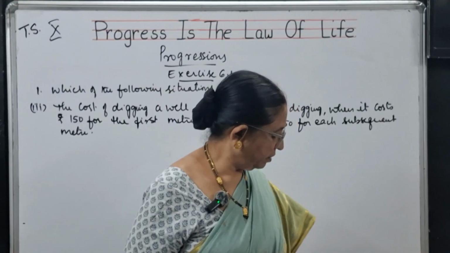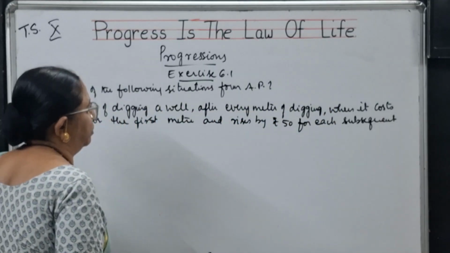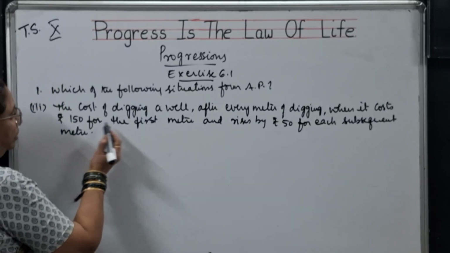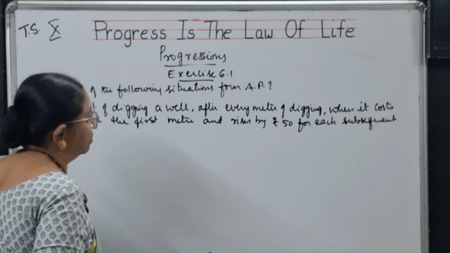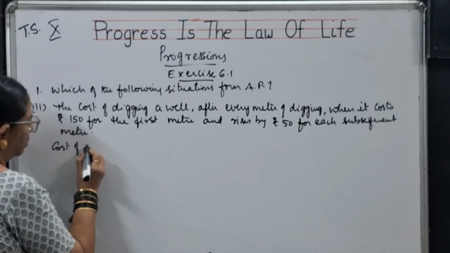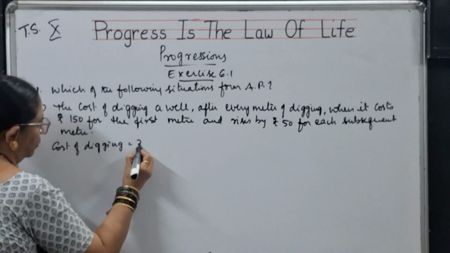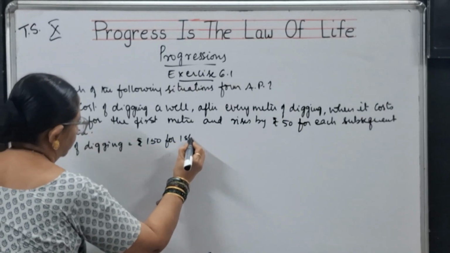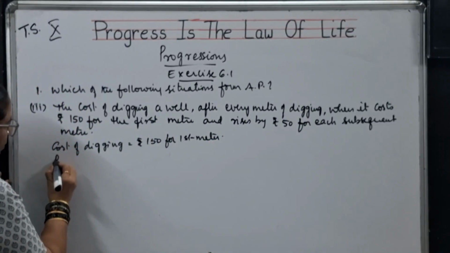Now, the next one is the cost of digging a well after every meter of digging. When it costs rupees 150 for the first meter and rises by rupees 50 for each subsequent meter. So, what is the cost of digging? Rupees 150 for the first meter. And what is the raised cost?